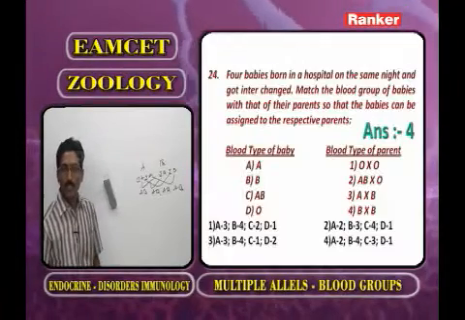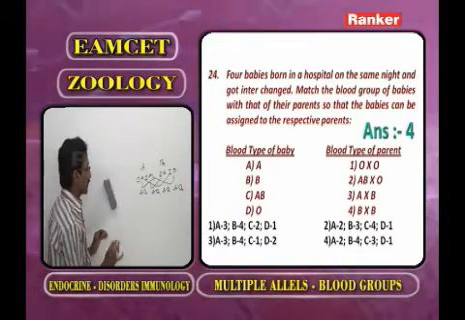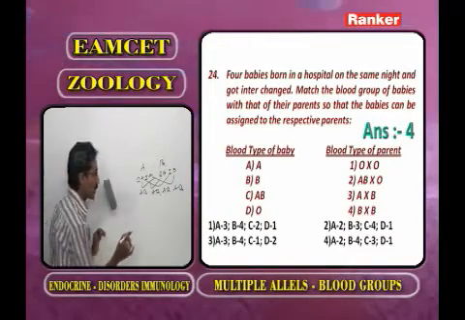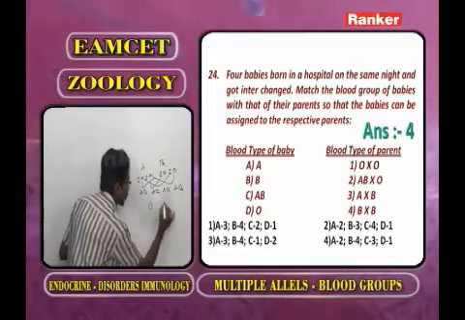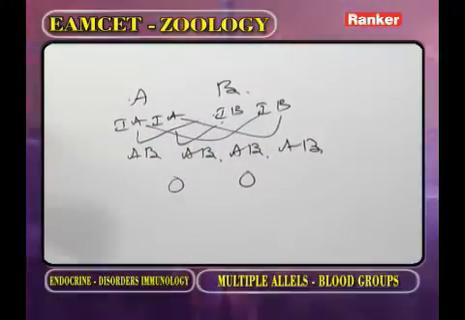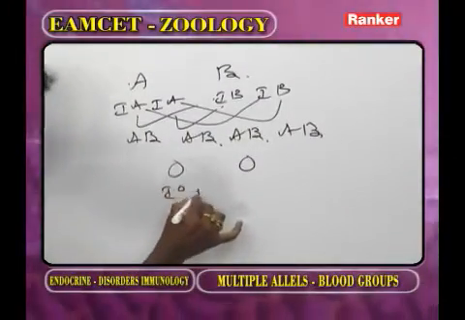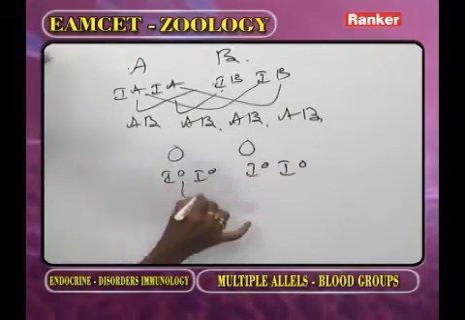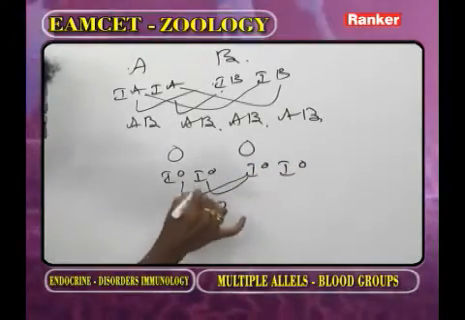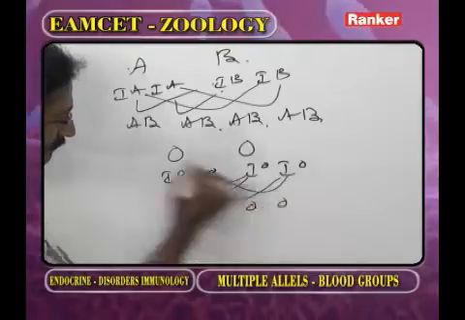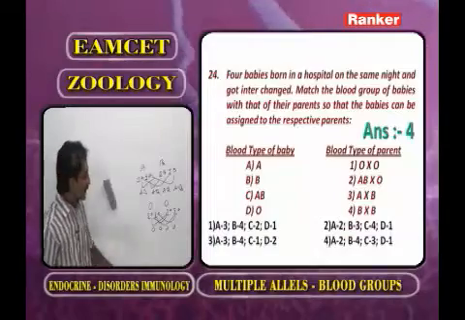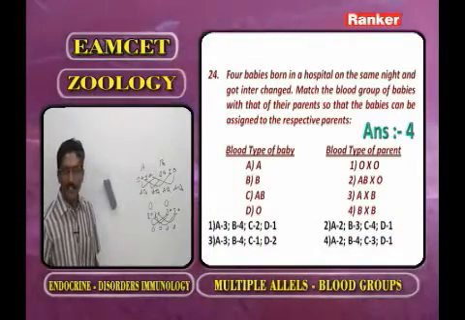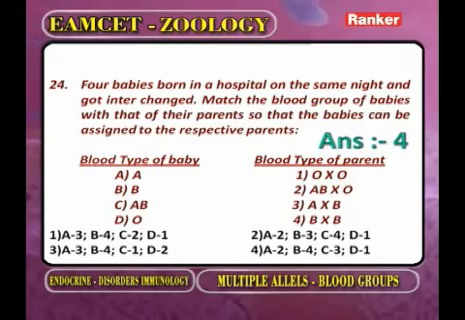Now, the fourth baby blood group is O. Such a baby is handed over to father blood group O, mother blood group O. And there is no chance. It is homozygous recessive IO IO. Now, we are getting O, O. So, based on this information, what is the answer? The fourth one. Now, the next question.